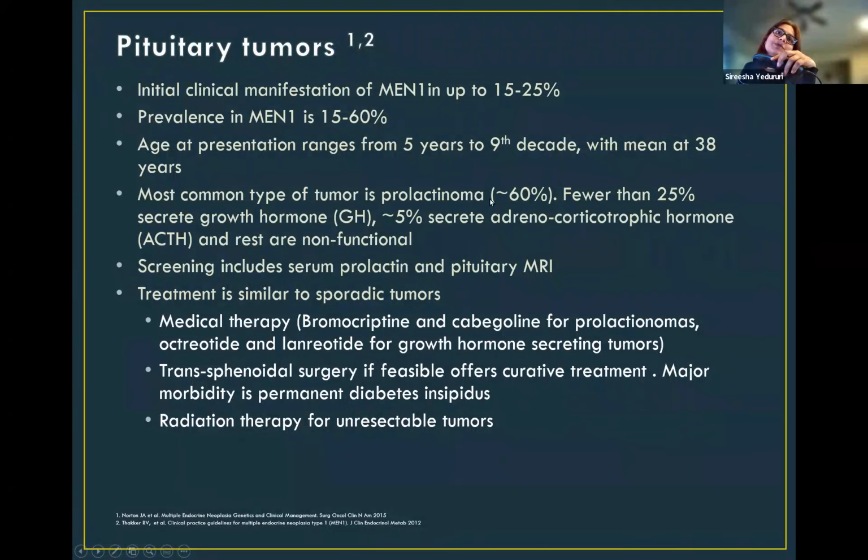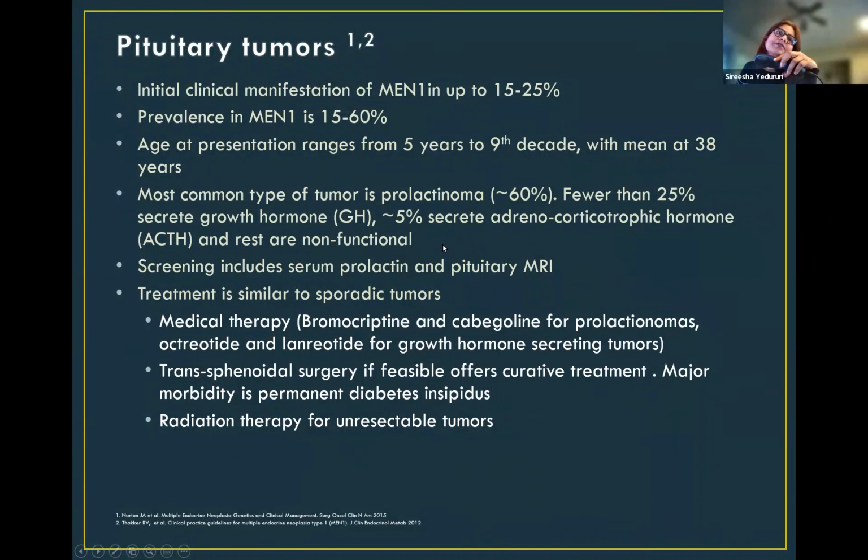The most common tumor is prolactinoma. About 60% of patients present with prolactinoma, and then growth hormone is the next one. Growth hormone secreting tumors are seen in 25% of the patients. 5% secrete ACTH, and the rest are non-functional.